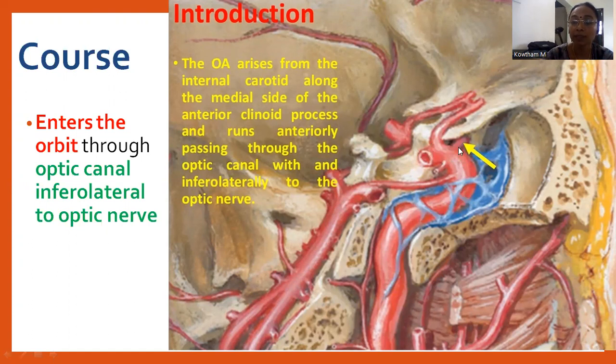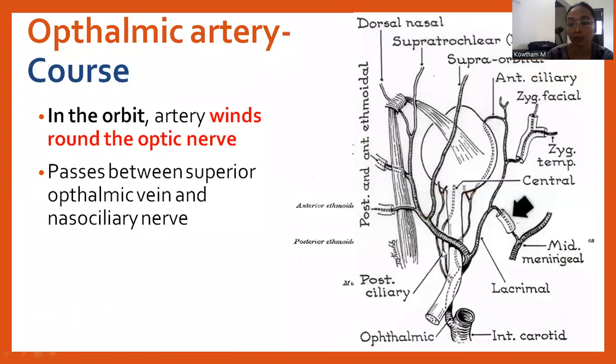So after arising from the internal carotid artery, this ophthalmic artery enters the orbit through the optic canal along with the optic nerve. So when it enters the orbit, it lies infralateral to the optic nerve. Now again see this picture. So this is the optic nerve. See the ophthalmic artery arising from the internal carotid artery. So together both the optic nerve and ophthalmic artery enter the orbit. Here the ophthalmic artery lies infralateral to the optic nerve.